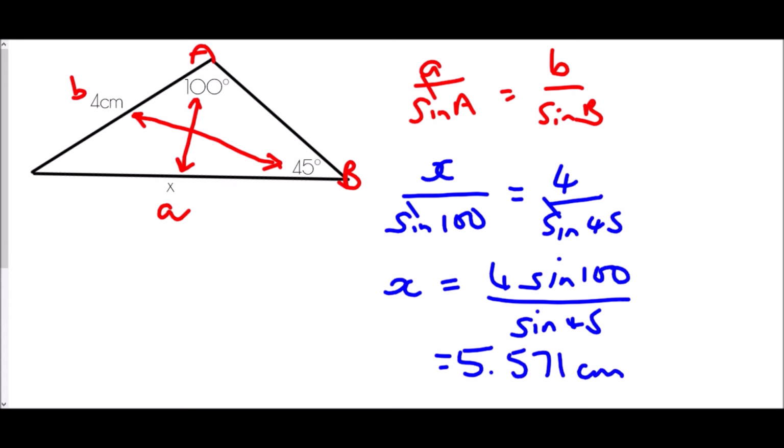And again, having a look at that diagram, well there's my 4 centimetre side. The X is obviously longer, but not that much longer. 5.571 sounds like a sensible result.